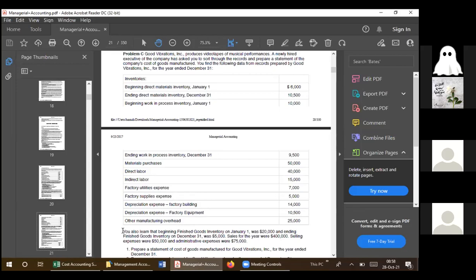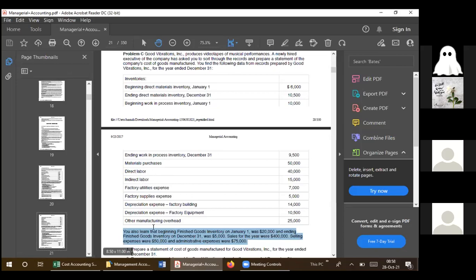Then you read the sentence below. You also learn that beginning finished goods inventory on January 1st was 20,000. So that's beginning finished goods. Ending finished goods inventory on December 31st was 5,000. So that's ending finished goods. Sales for the year was 400,000. That is income. Selling expense was 50,000. That is operating expense. And administrative expense was 75,000. That is also operating expense.